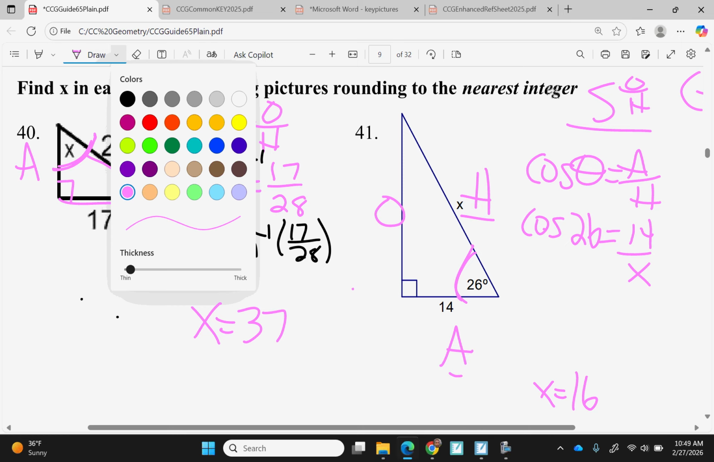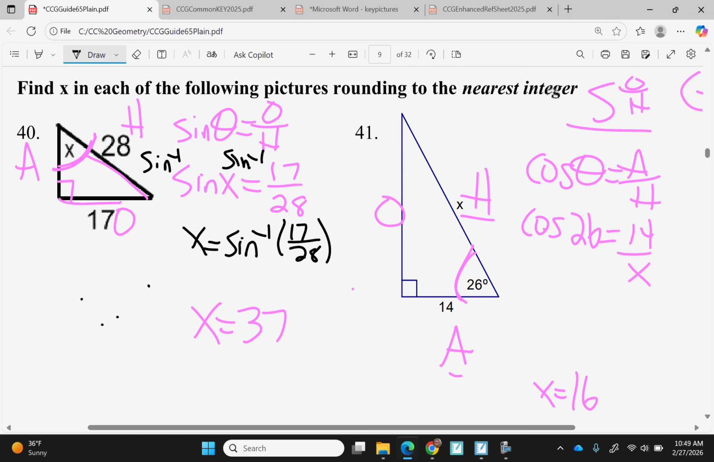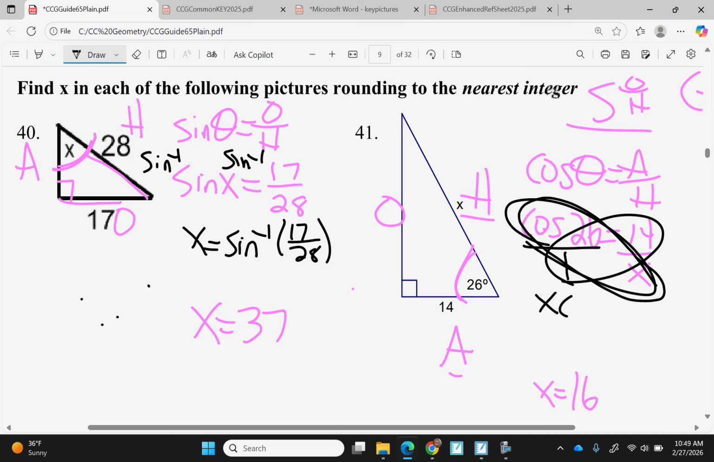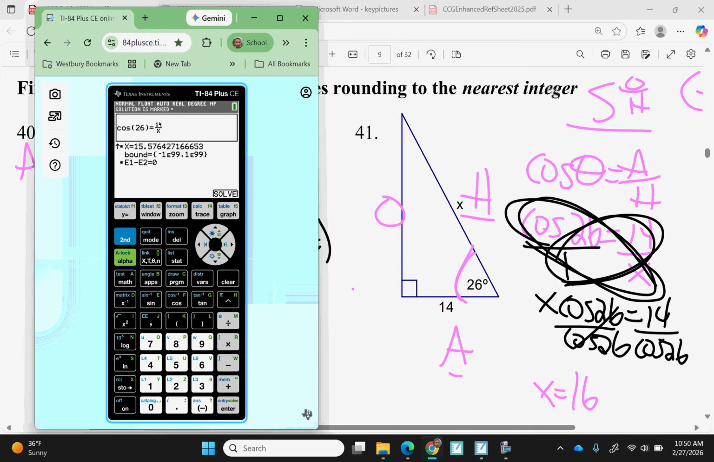If you're doing it algebraically, I'm not doing inverse since X is in the fraction. Once X is in a fraction, I cross multiply and solve. Follow the loops. X times cosine of 26, X cosine 26 equals 1 times 14, is 14. Divide both sides by cosine of 26 to get X by itself. I go to my calculator. I go 14 over cosine 26, and I get that same value of 16.